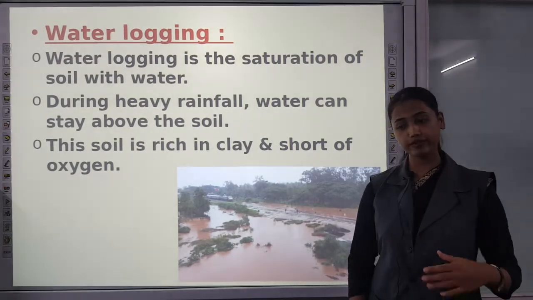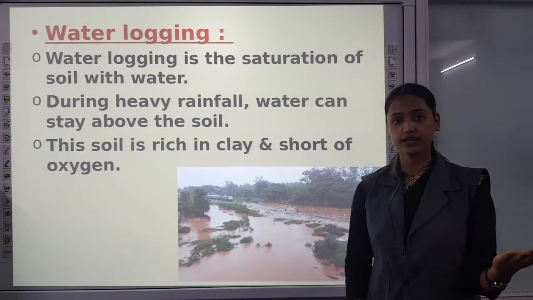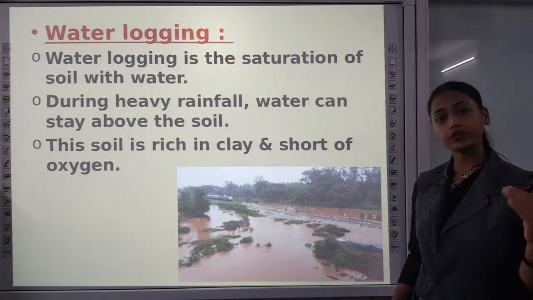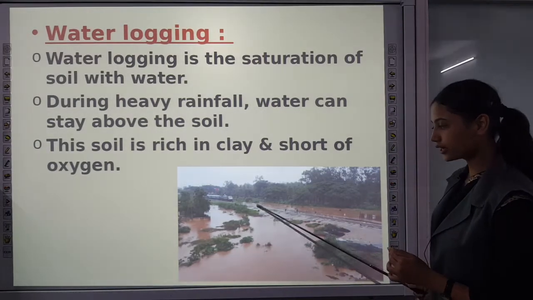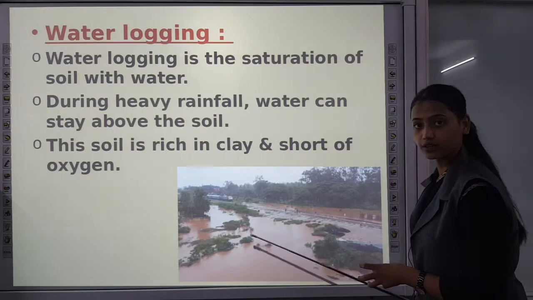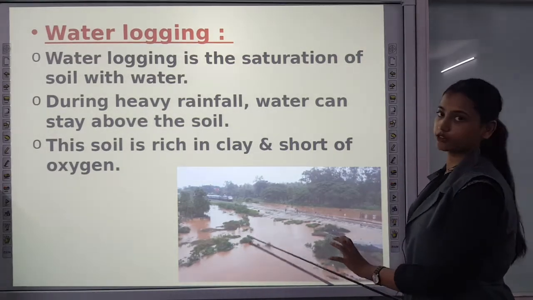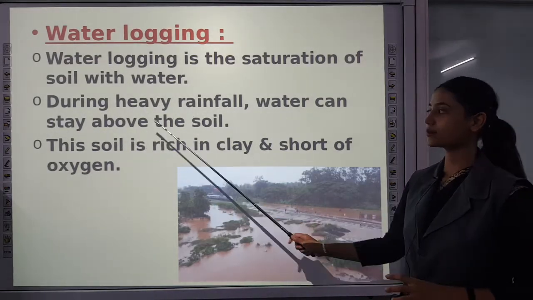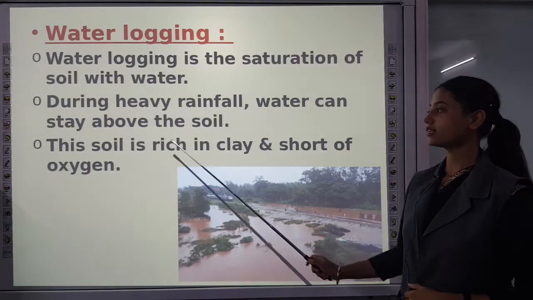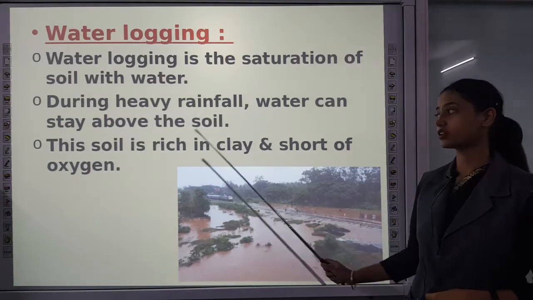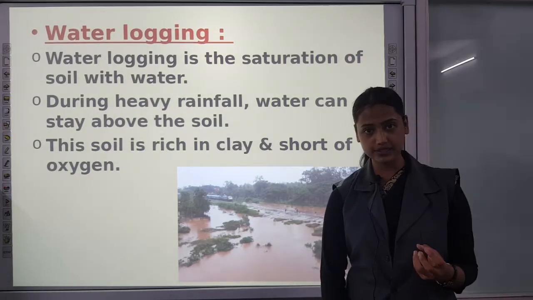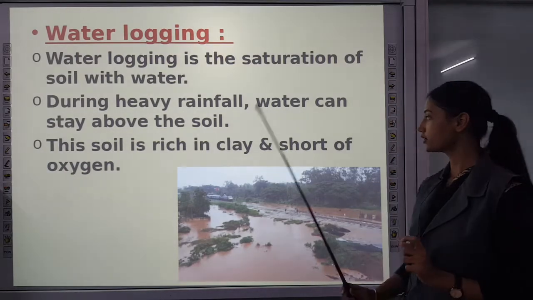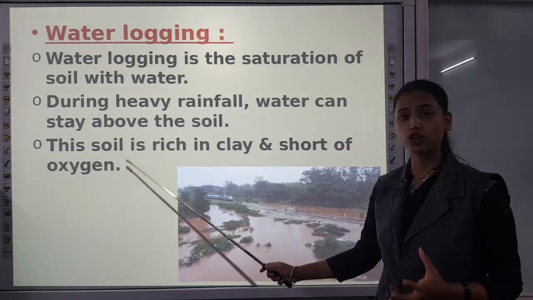So what will happen if we provide more water to the soil? Will it absorb it? Will it hold it? No. So what will happen to the water? It will start accumulating over the surface of the soil. Here you can see, this is water logging. Water has collected on the surface of the soil. During heavy rainfall, water can stay above the soil. This soil is rich in clay and short of oxygen. Why? Because clay has smaller particles which can hold more water and there are fewer spaces, so there is a shortage of air, or oxygen.